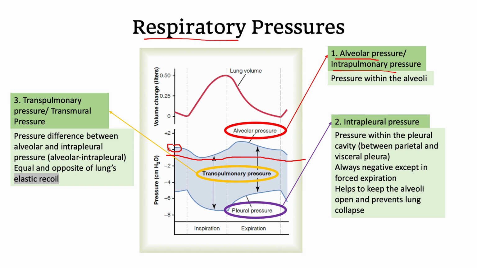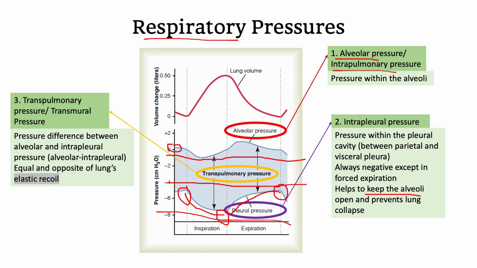If you look at the intrapleural pressure, it is always kept negative. You can see here at the beginning of inspiration it is about minus 5, and when inspiration takes place it becomes more negative, and when expiration occurs it is still negative but becomes less negative. So it always needs to be kept negative. Again, as we have discussed before, intrapleural pressure needs to be negative to help keep the alveoli open.